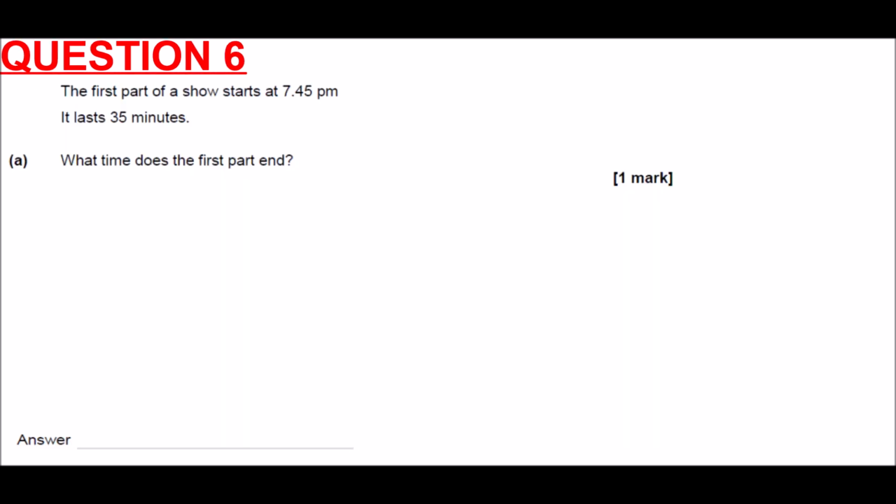Question 6, we've got some times to be working out. The first part of the show starts at 7:45 and it lasts 35 minutes. What time does the first part end? So, if we start at 7:45, how long will it be until we get to 8 o'clock? Well, from 7:45 till 8 o'clock is 15 minutes. But of course, the first part of the show is going to last 35 minutes. And so the first 15 minutes will take us to 8 o'clock.